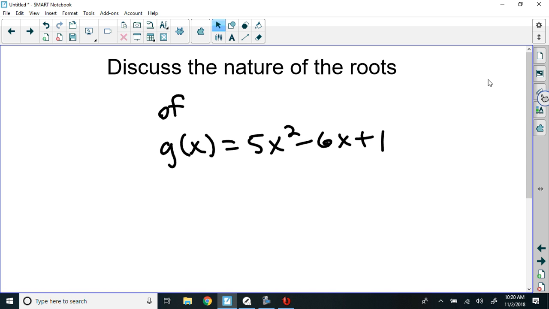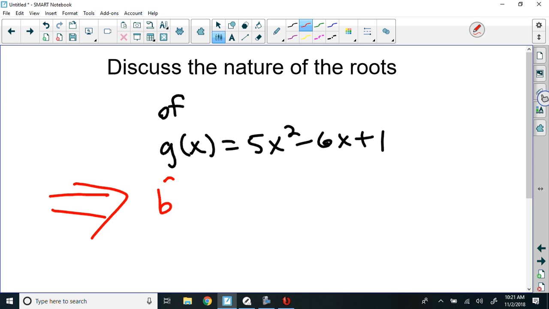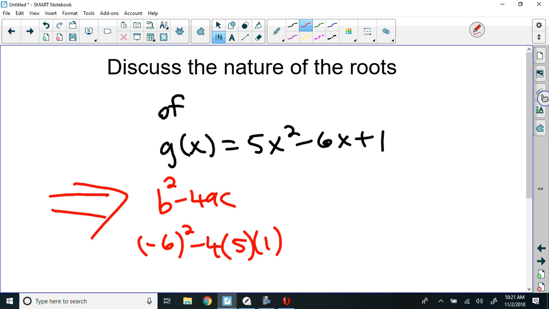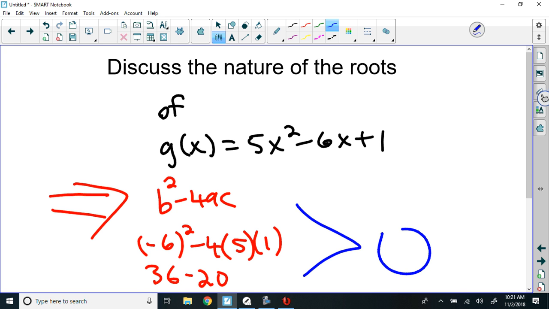So what's the implication that they want you to find? You don't have to solve the whole thing. The implication is that you're just going to find the b squared minus 4ac, right? That's all you're going to do. So it's going to be negative 6 squared minus 4 times 5 times 1. So that's 36, minus 20. I don't even care that it's 16 or whatever it is. I do care that that's greater than 0. My discriminant's greater than 0. So what do I know about the roots? There's 2 of them, and they're both going to be real.